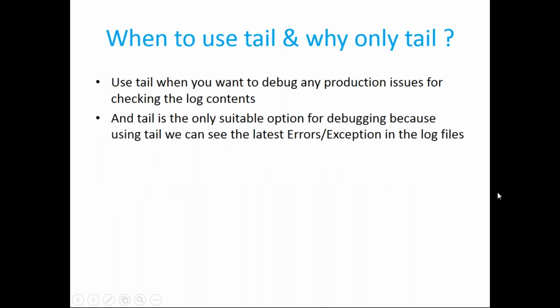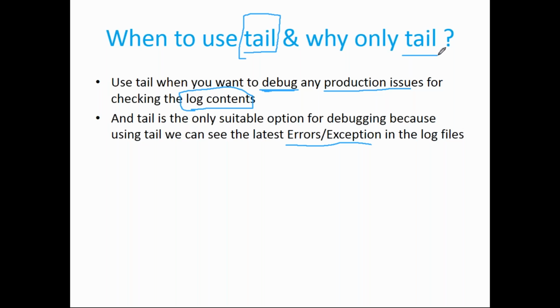Again, when to use tail and why only tail? There are different ways to see the file contents. Why are you using tail? In case of any production issues, this tail command will come in very handy. The tail command should be used in order to debug any production issues, to check your log contents. You will go to /var/log, and you will open the log files by using tail. Then you will try to see the log files to see any errors or exceptions.